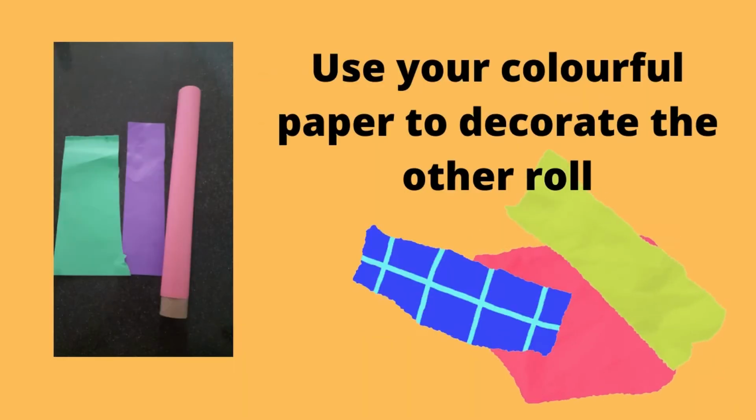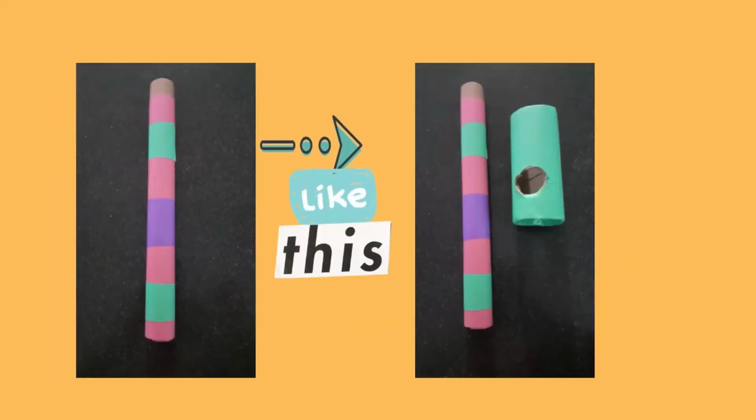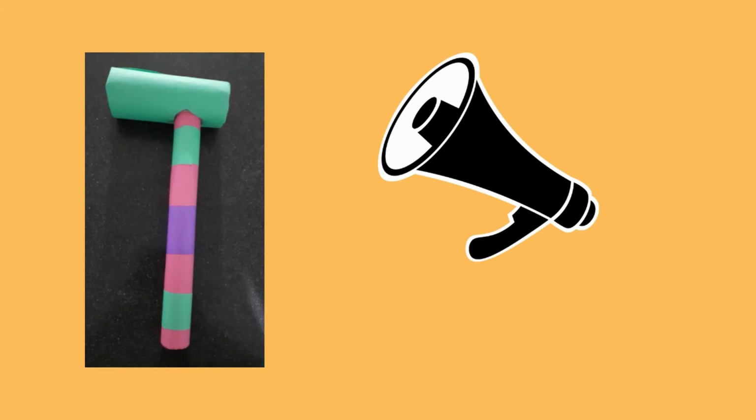Then you can use your colorful paper to decorate your roll. If you don't have colorful paper, use crayons. And this is what I did. So you see, I have the roll cut out and put together, and that's it. You're done with your megaphone. Now you can tell your friends what you learned for this week.